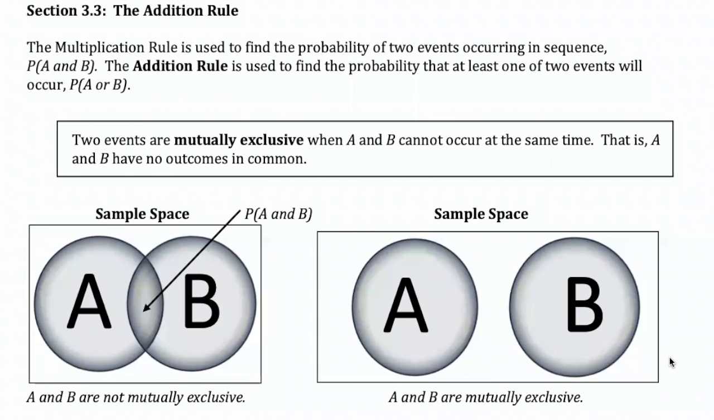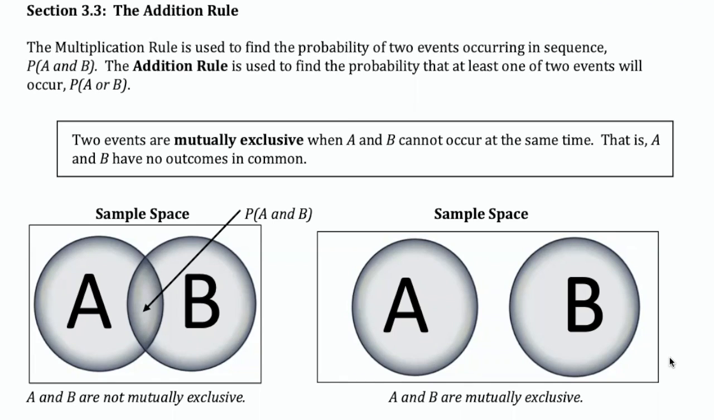In section 3.3, we're going to learn about the addition rule. You can recall that the multiplication rule we used to find the probability of two events that occurred in a sequence, so event A and then event B happening. The addition rule is used to find the probability that at least one of two events will occur. So the probability that A occurs or B occurs or both.